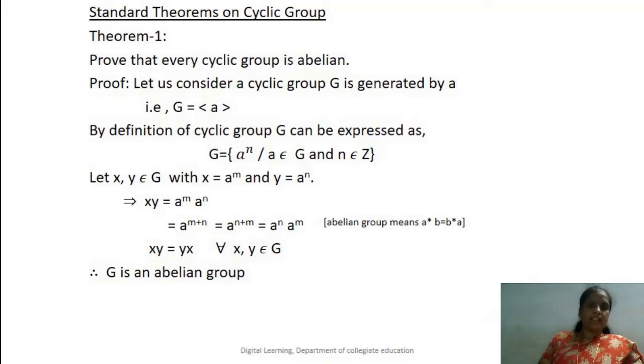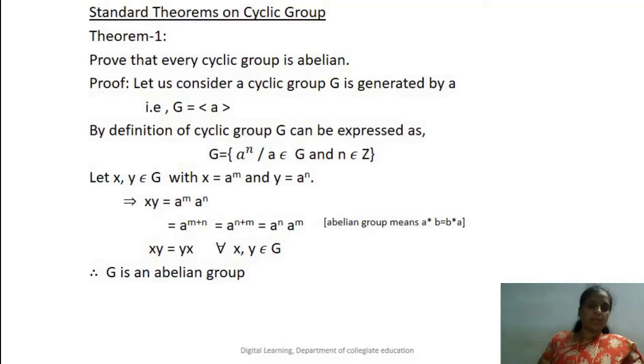By definition of the cyclic group G, we can express it as we have already seen, a cyclic group will always be in the form of a power n only. So therefore, G is equal to the set of a power n where a belongs to G and n belongs to Z. So let x and y belong to G with x equal to a power m. Let us take two elements from the group, x and y, and since it is a cyclic group, they have to be in the form of powers only. Therefore x is equal to a power m and y is equal to a power n.